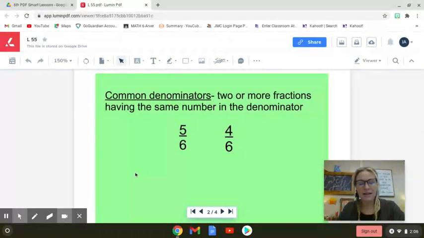This slide right here is just basically a pause to acknowledge what it looks like. What necessarily am I saying when I say common denominators? So common denominators, two or more fractions having the same number in the denominator or on the bottom. So this is the denominator place. We have 5 sixths and 4 sixths. So they both have a common denominator. That's what we're talking about when we say that.